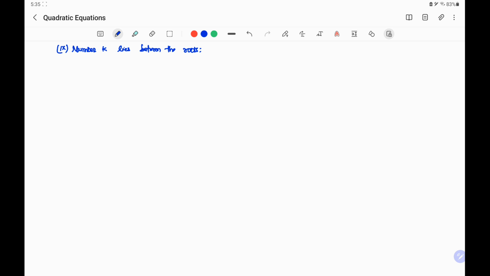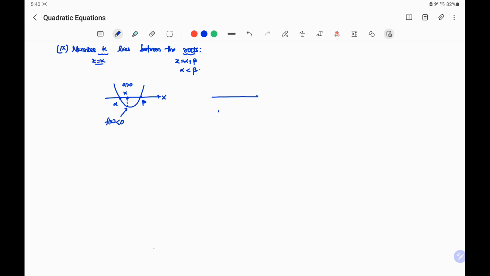Next is the case where number k lies between the roots. This number k refers to the coordinate x equal to k lying between the roots, which are x equal to alpha and beta, where alpha is less than beta. So graphically, this graph cuts the x-axis at 2 points. For a greater than 0, the roots are alpha and beta, and point k is somewhere in between alpha and beta, and the value of the function at point k is say fk, and from the graph we clearly see that this fk is less than 0.